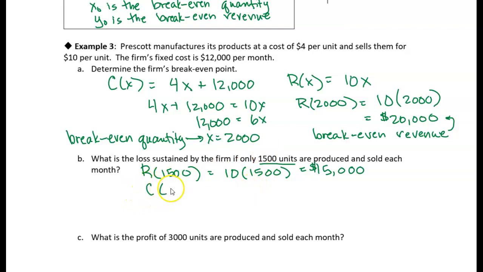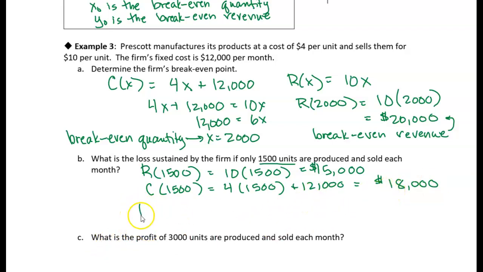And let's figure out what the cost is, though. At 1,500 units, it costs us $4 per unit to produce them. And then we have a $12,000 fixed cost. And so if we add those together, we get $18,000. All right, so you can see the cost is higher than the revenue.